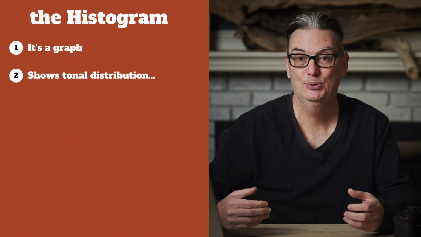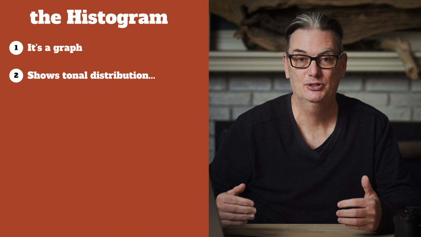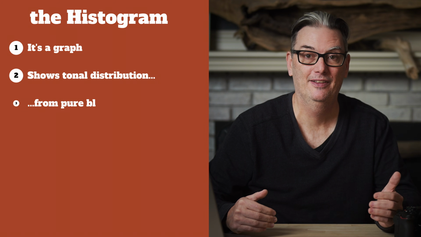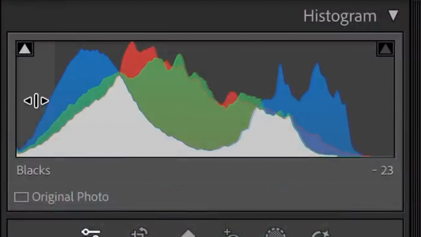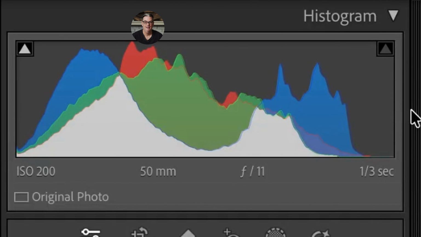The histogram is a graph that shows you the tonal distribution of your image, every pixel from pure black on the left to pure white on the right. The left side represents shadows and blacks. The middle represents midtones. The right side represents highlights and whites. The height of the graph at any point shows you how many pixels are at that brightness level. A tall peak means lots of pixels in that tonal range. A flat area means very few.